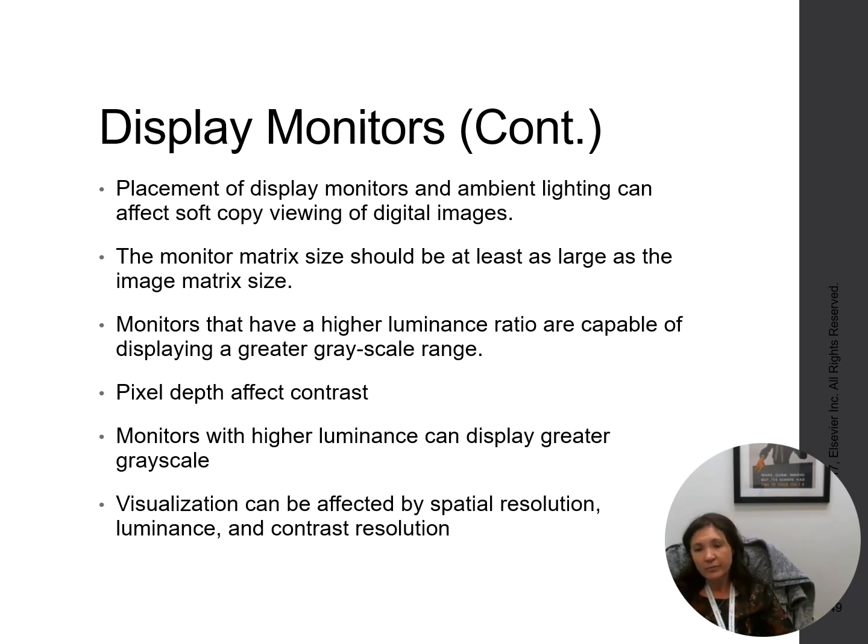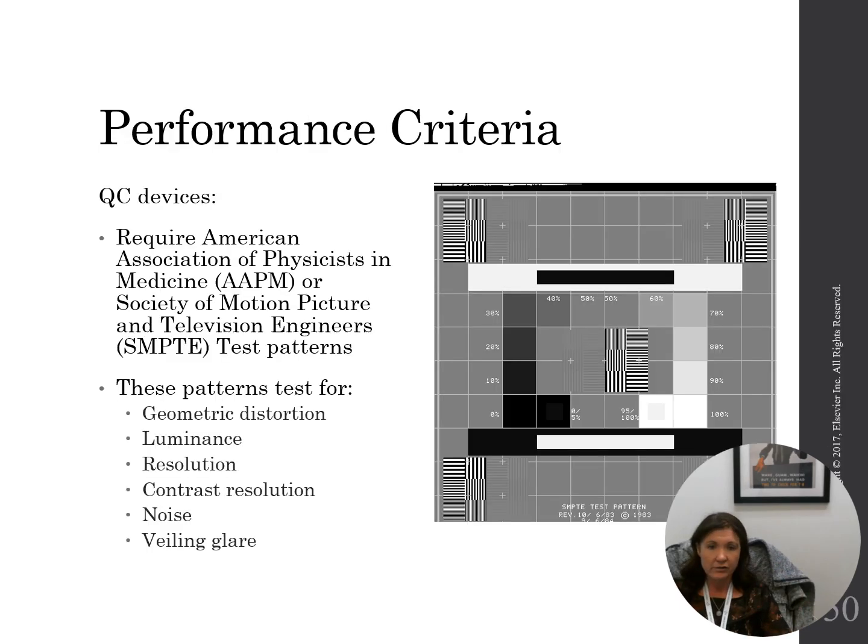Monitors have to have a high luminance, because we know that the higher luminance allows us to see subtle contrast or higher contrast resolution, and so we need to have that good backlighting. Pixel depth is going to affect our contrast. That's in our ADC. Monitors with higher luminance can display greater grayscale, and visualization can be affected by spatial resolution, luminance, and contrast resolution. And that spatial resolution and contrast resolution are going to contribute to the MTF, right? So the better our spatial, the better our contrast, the closer to 1 we are on our scale of MTF.